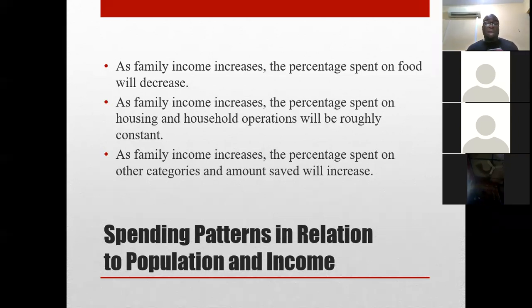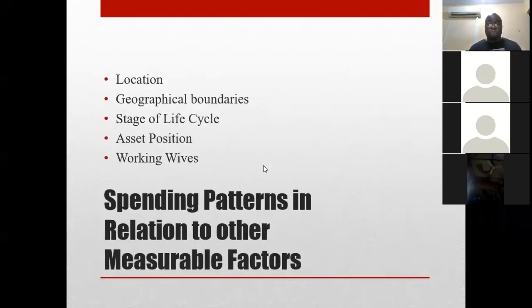So that's the third NGL law. Let's move on. We are still looking at spending patterns. We've looked at spending pattern in relation to income, and what some of the things are that you will do as your income gets higher. Now let's look at spending pattern in relation to other measurable factors. The first factor we'll be looking at is location.